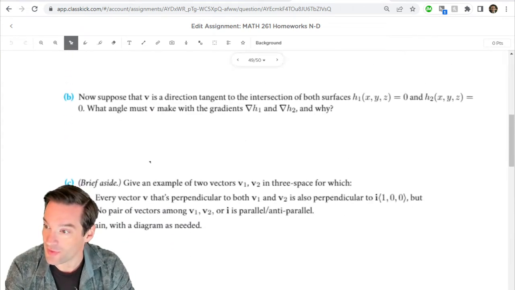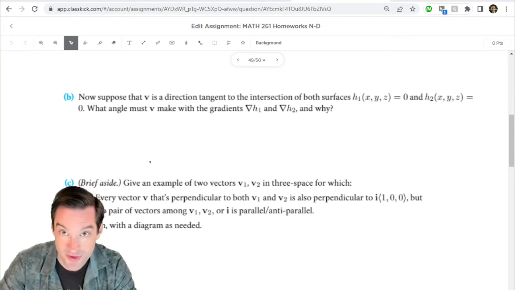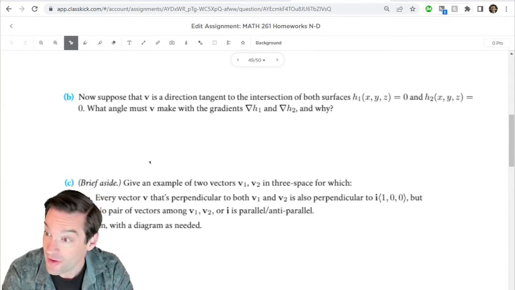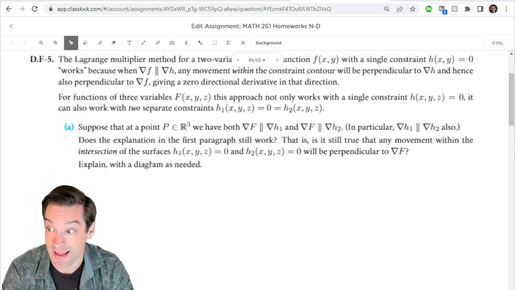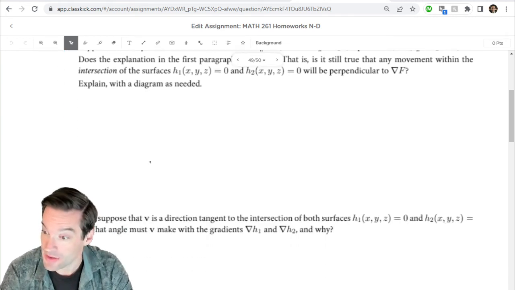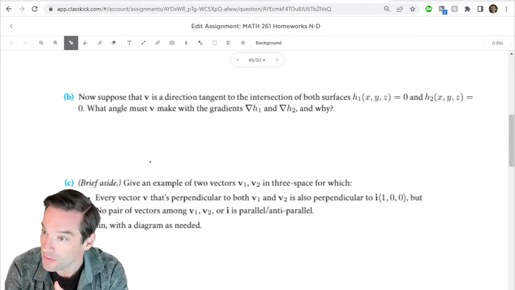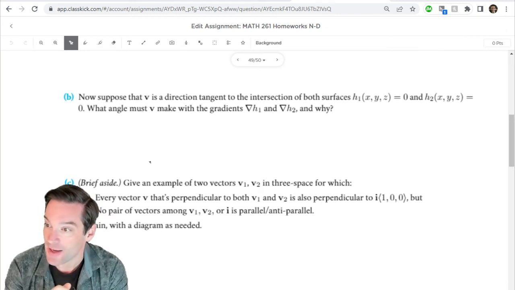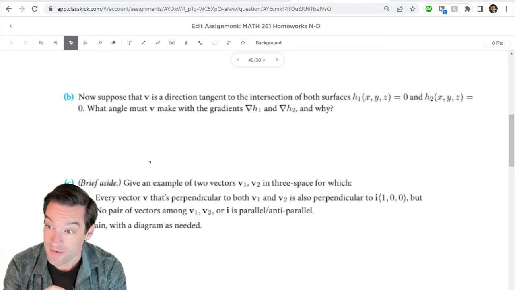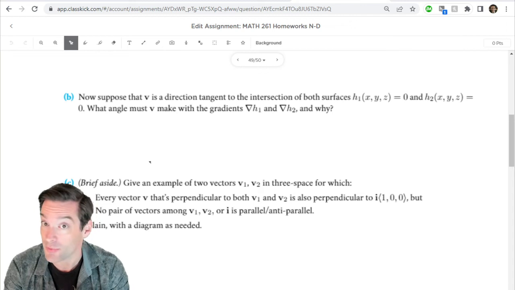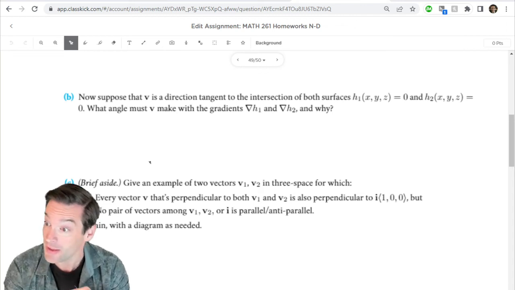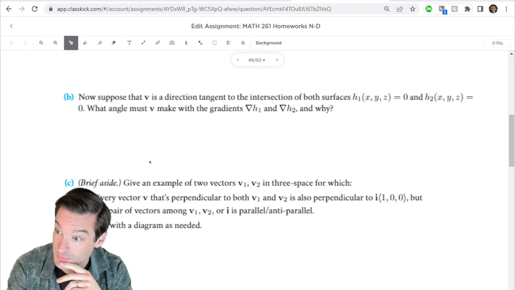But the rest of these parts are meant to show us that that condition, while sufficient, is not necessary. We don't have to have that the gradient of f is parallel to the gradients of h1 and h2. We can actually have a weaker condition and still get criticality. So the point of part B is that if I have a direction v that is tangent to the intersection of both constraint surfaces h1 and h2, then v needs to be perpendicular to both gradients of h1 and h2 in order to be tangent to the intersection of both surfaces.